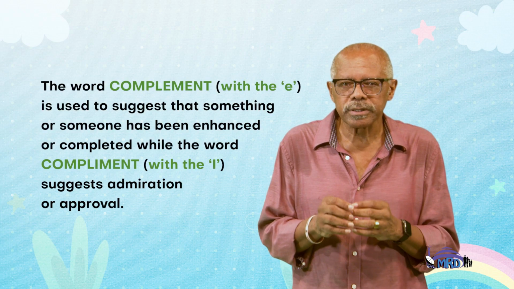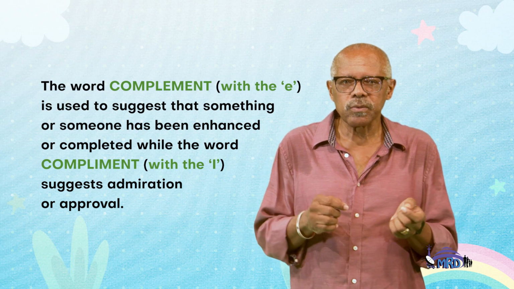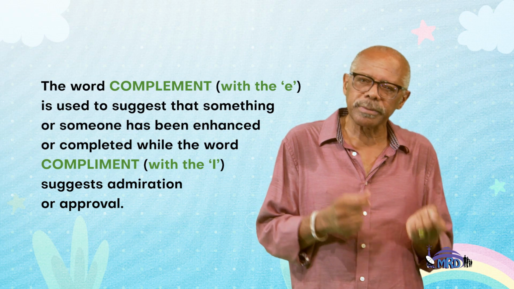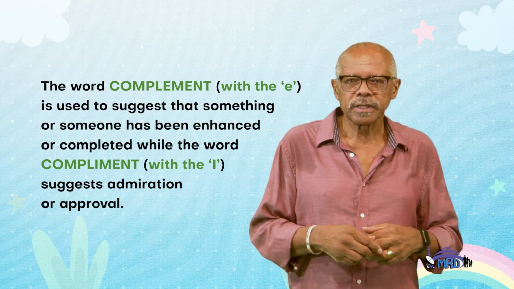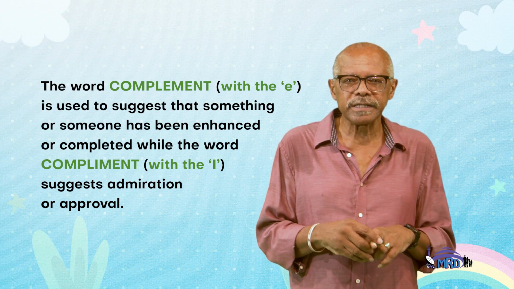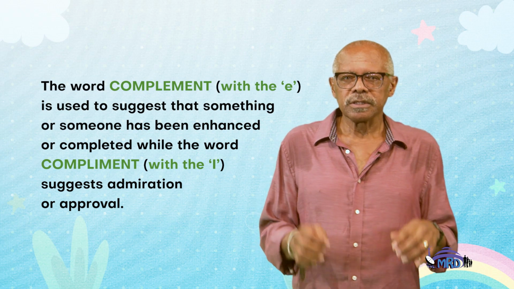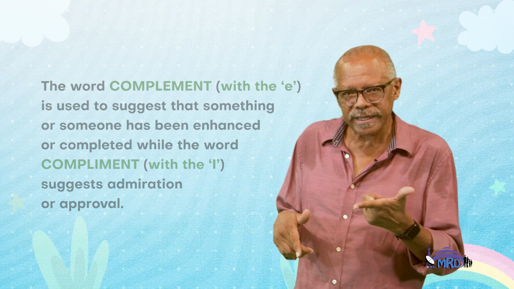Here are 2 other words. The words compliment and complement often give adults problems. The word complement with the E is used to suggest that something or someone has been enhanced or completed, while the word compliment with the I suggests admiration or approval. The lady's red shoes definitely complemented her dress. That is one with the E. The young singer received many compliments for his performance. That's one with the I.